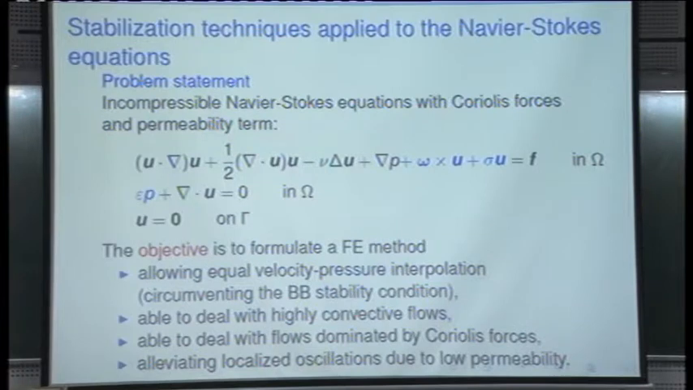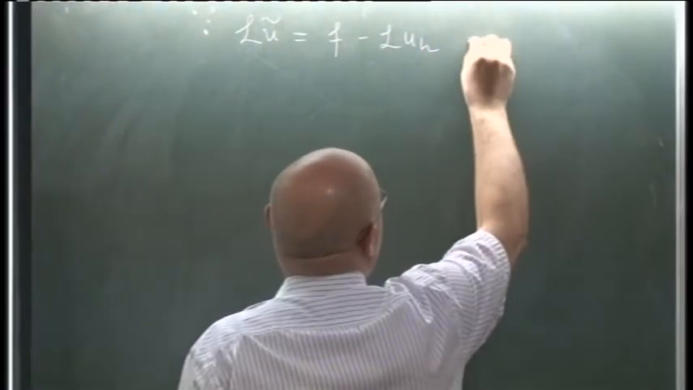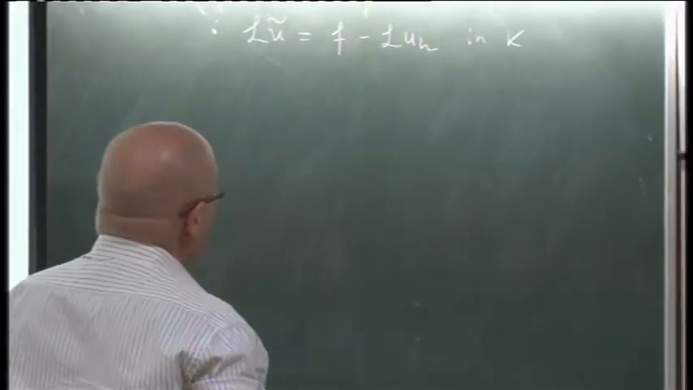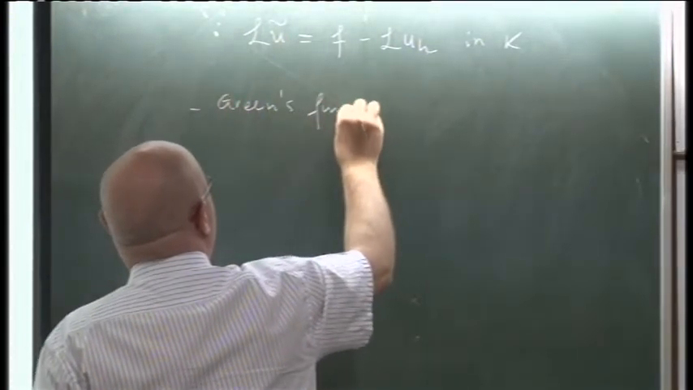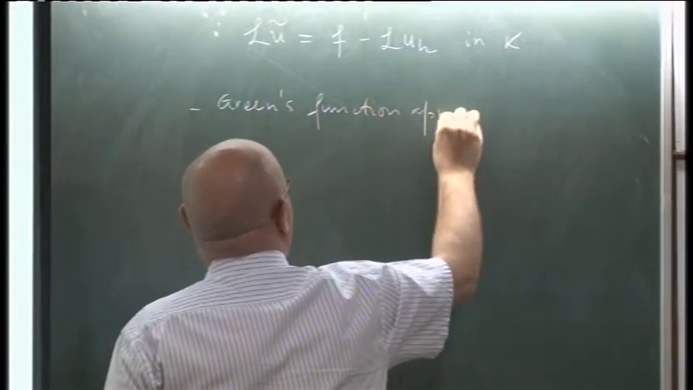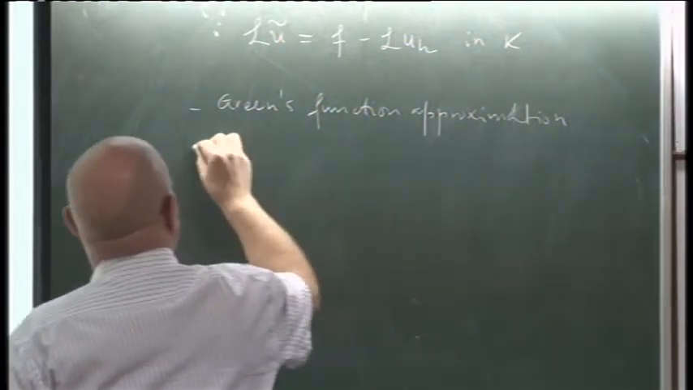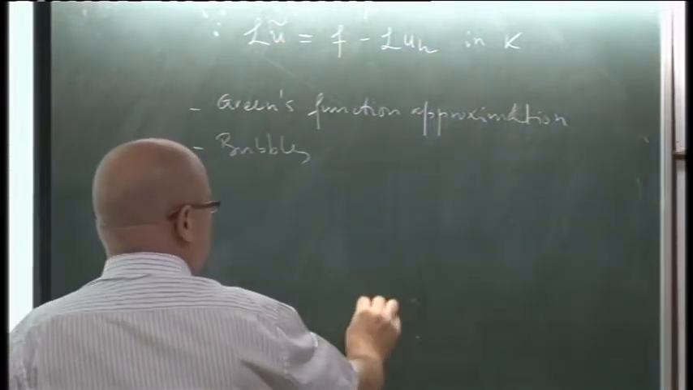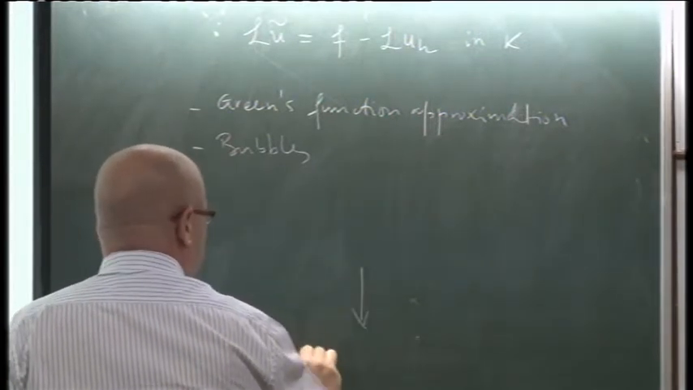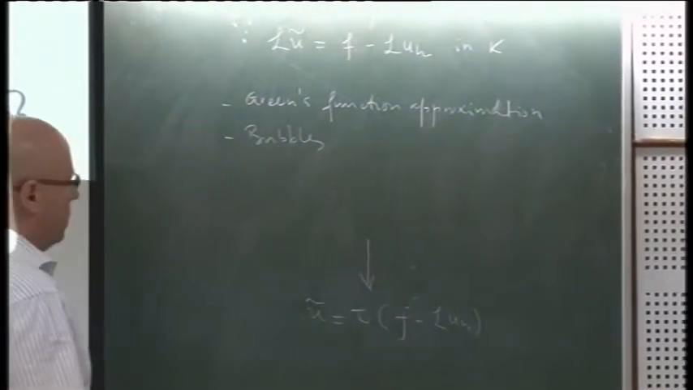So at the end, what do we have? At the end, we want to solve L U tilde equals F minus L of UH. That's the problem that we have to solve in each domain K, or omega E. And then we have seen 2 methods. The approximation to Green's function, or bubbles, or the use of bubbles. Okay, at the end, both lead to u tilde equals tau times F minus L of UH for a certain tau. Okay, both lead to the same thing.